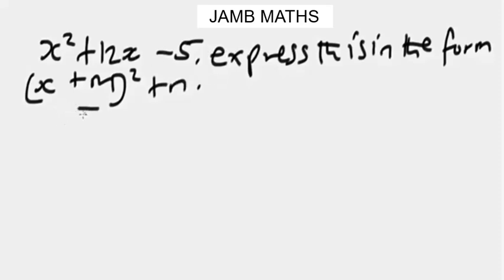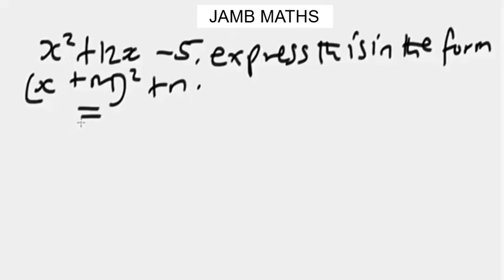So when you have this kind of problem, a quadratic expression, and you are asked to express it in this form, this is the completing the square method. Firstly, you have to check if the coefficient of the leading term, which is x squared, is 1. Here the coefficient of x squared is 1, but the 1 is invisible. Even if it was not 1, we would have divided first, but since it's 1, we are okay.